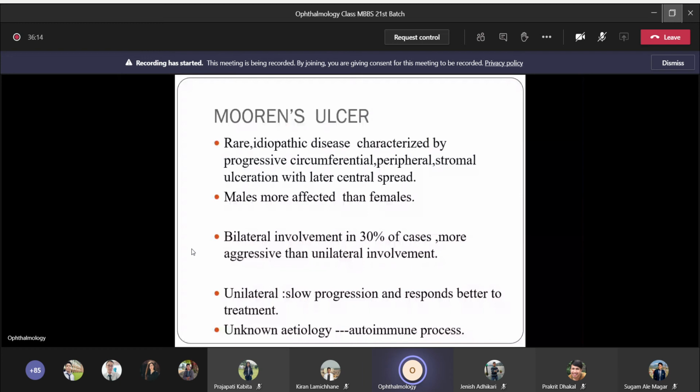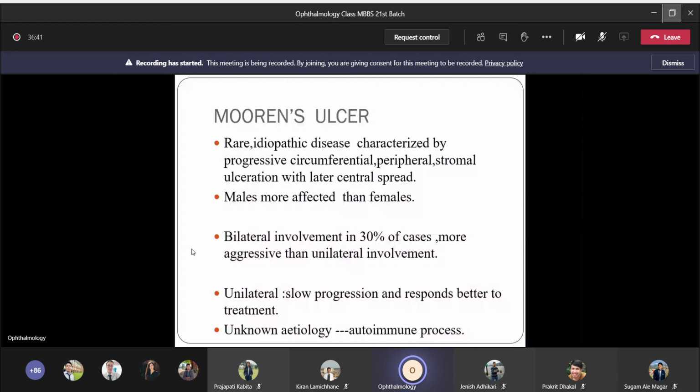Whereas the unilateral involvement has a slow progression and responds better to treatment. Okay, so usually they have two types, the unilateral and bilateral variety. Unilateral usually has a slow progression and responds better to treatment, whereas the bilateral ones are more aggressive. And usually they say it's of unknown etiology, but sometimes it could also be due to an autoimmune process.